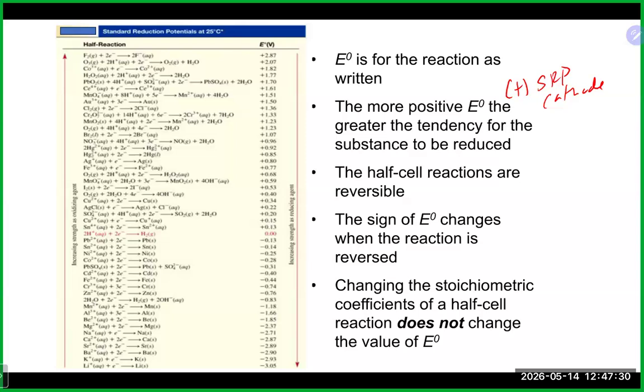The half reactions are reversible, as I mentioned, so you can flip them around. When you do flip one of these reactions around, the sign that you see in the table for the E value will change. So if it's negative, it will become positive. If it's positive, it will become negative.